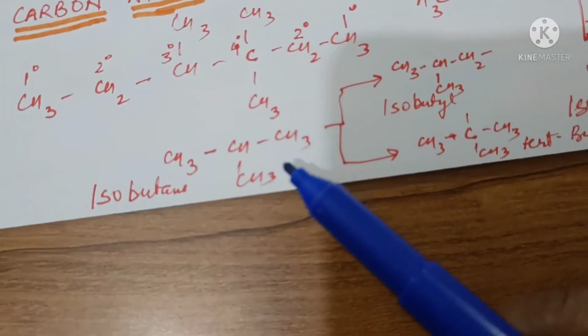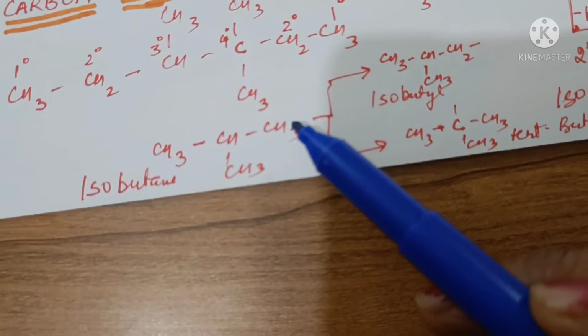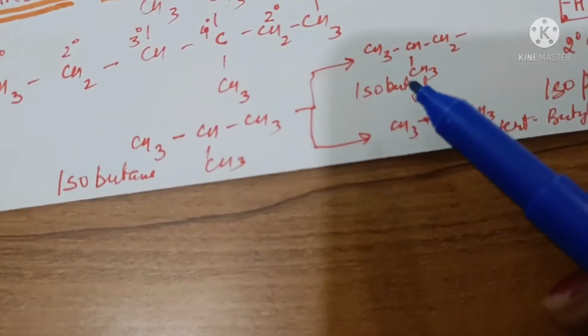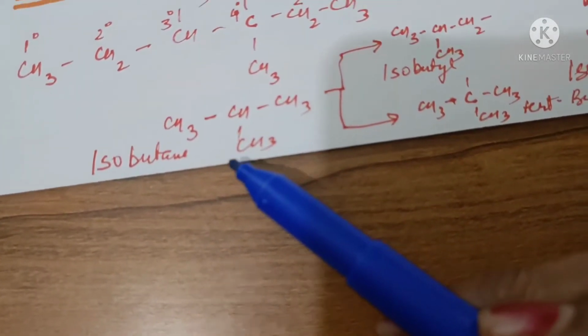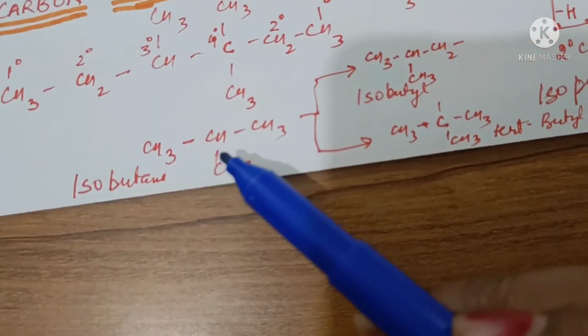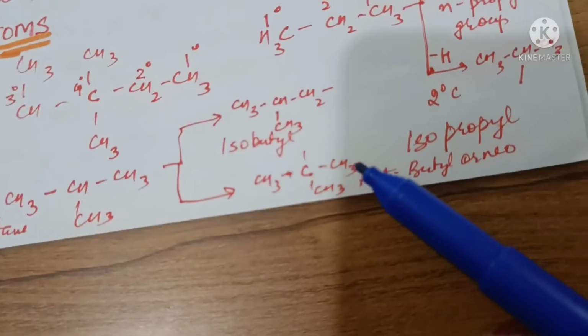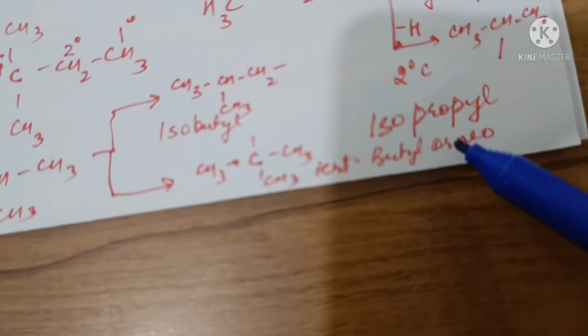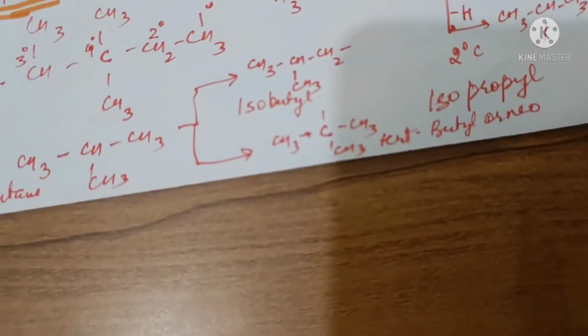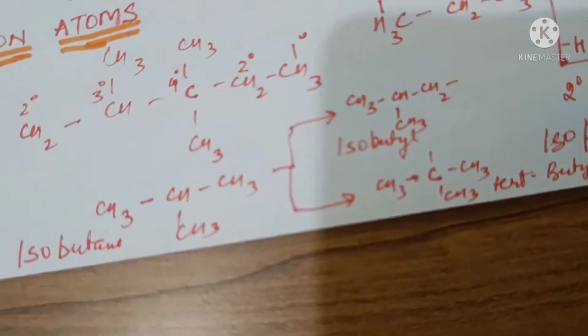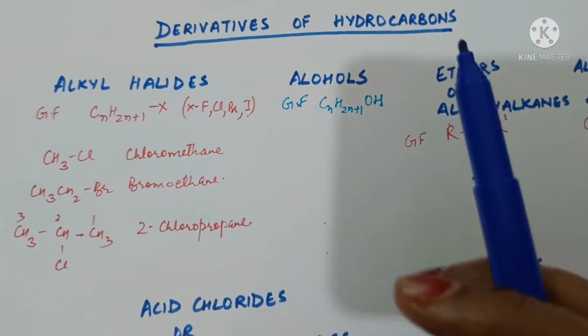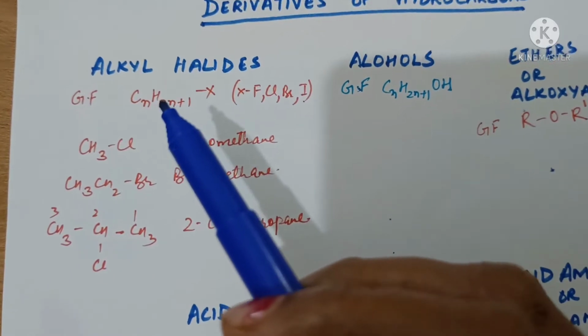In case of isobutane, hydrogen can be lost from this primary carbon atom, then it is called isobutyl group. And if the hydrogen is lost from this tertiary carbon atom, then it's called a tertiary butyl group. It's also called neobutyl group. Now, derivatives of hydrocarbons. We have different derivatives of hydrocarbon.